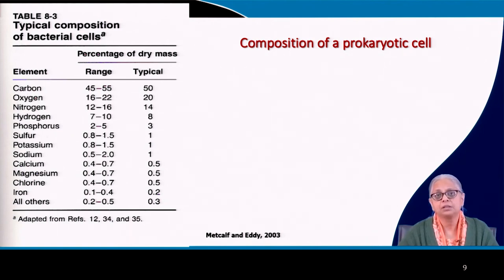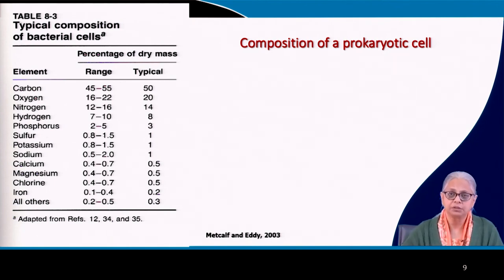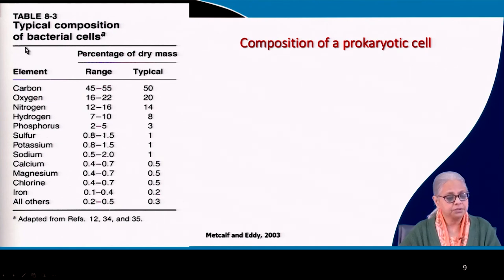What about the elemental composition? So from an engineering perspective, it's often very important for us to know the elemental composition of a cell. And this is from another textbook that we use for wastewater engineering. So this is the typical composition of bacterial cells. So carbon is about 50% of the dry weight. Oxygen is about 20% of the dry weight. Nitrogen 14%. Hydrogen 8%. Phosphorus 3%. Sulfur, potassium, sodium about 1%. And then we have the other nutrients.